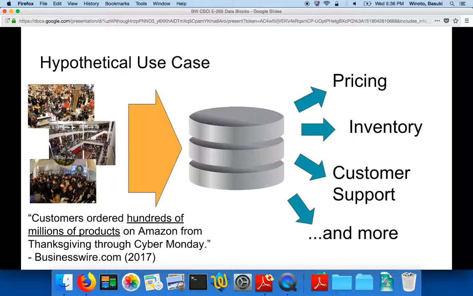Now, I took one from a news website mentioning how many millions of customers and millions of products are being sold on Amazon. To think about it, that would translate into millions of transactions, and that would translate into numerous analytical scenarios that we want to be able to cover. So that kind of sets the stage on how important this is.